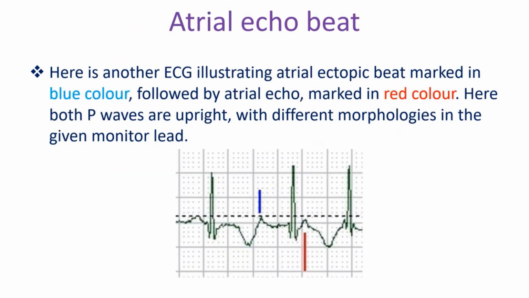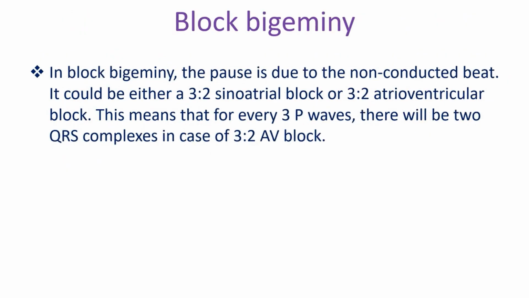Here is another ECG illustrating an atrial ectopic beat marked in blue, followed by an atrial echo marked in red. Here both P waves are upright with different morphologies in the given monitor lead. In block bigeminy, the pause is due to the non-conducted beat. It could be either a 3:2 sinoatrial block or a 3:2 atrioventricular block. This means that for every 3 P waves, there will be 2 QRS complexes in case of 3:2 AV block.